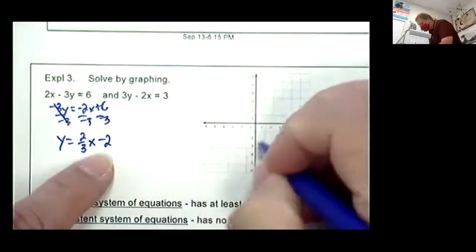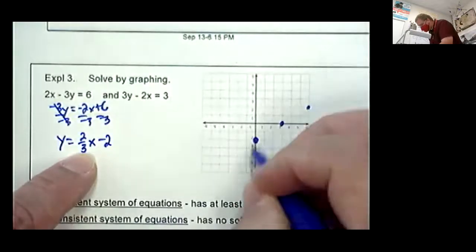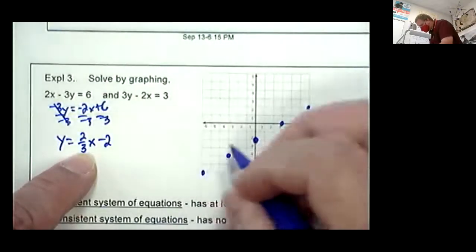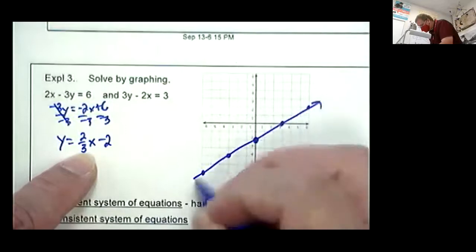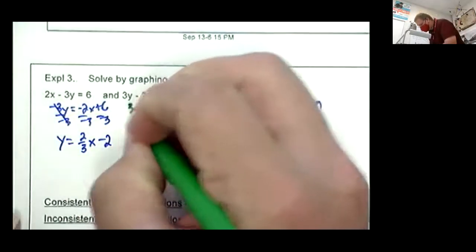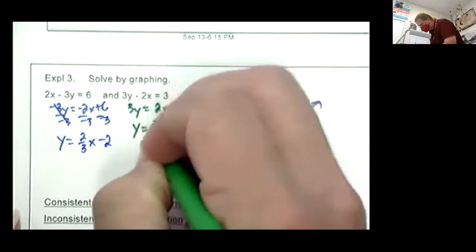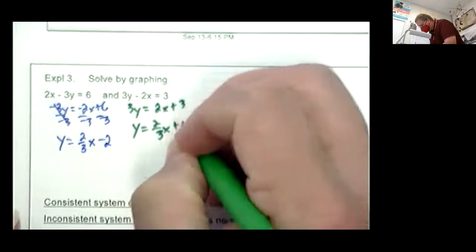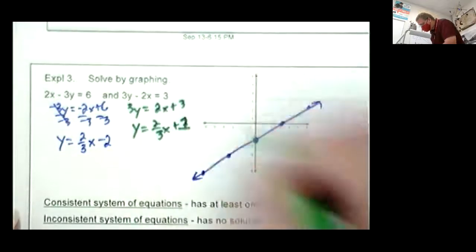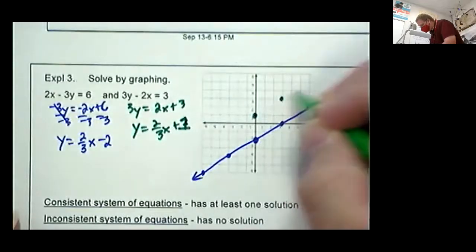So again, our y-intercept is down 2. Our slope is up 2, right 3. And we'll do the same thing for the second equation. Solve for y. 3y is equal to 2x plus 3. Y is 2/3 x plus 1. 3 divided by 3 is 1. So we're right here. Slope is 2/3.